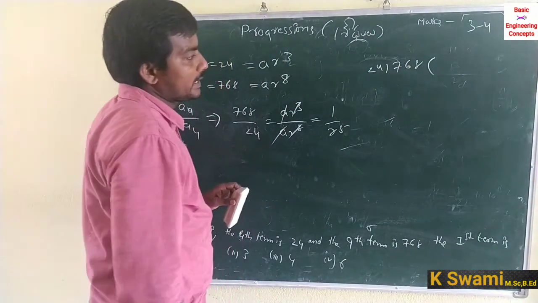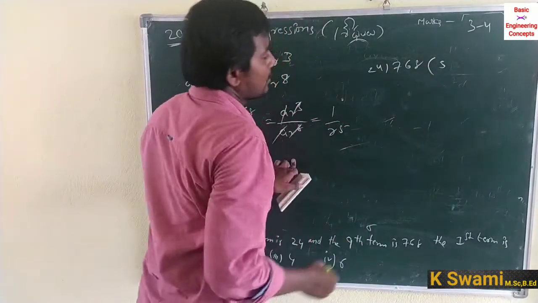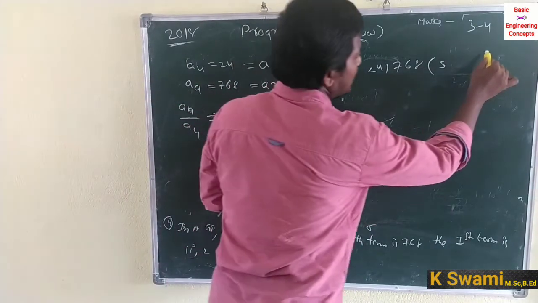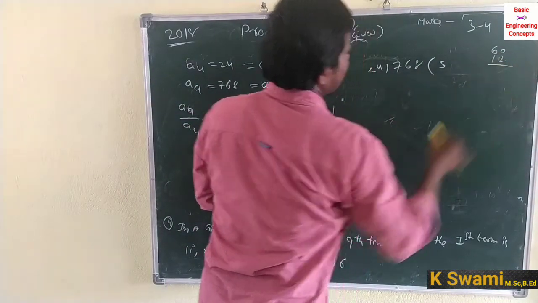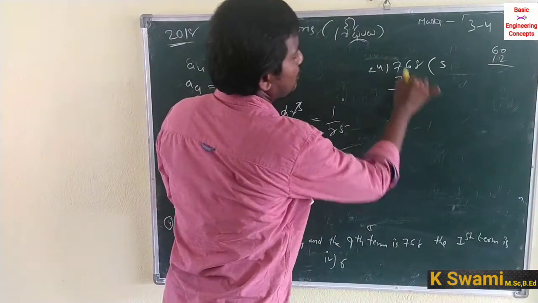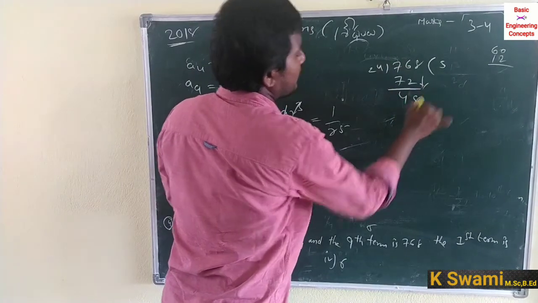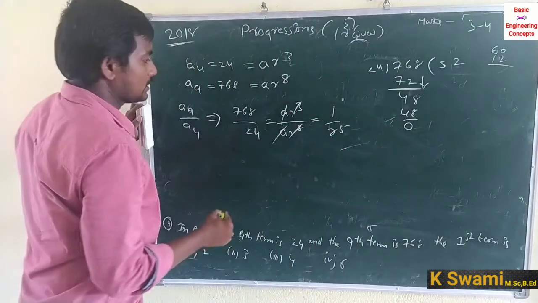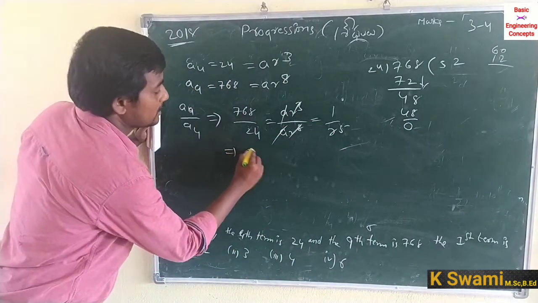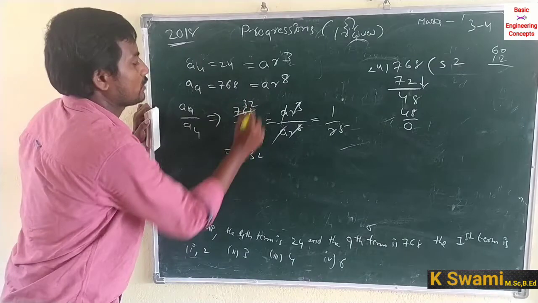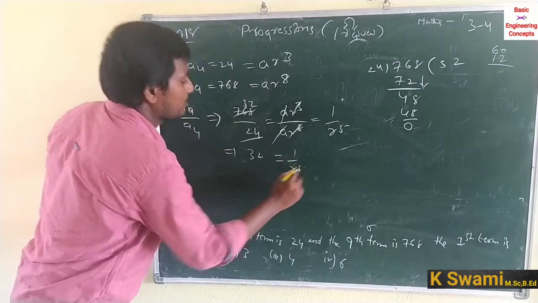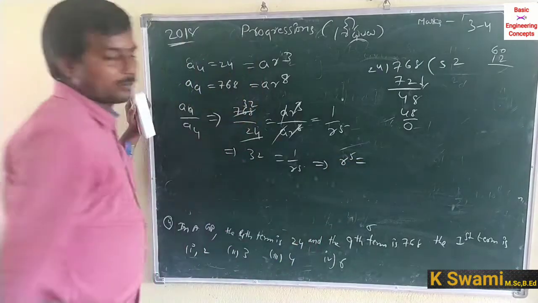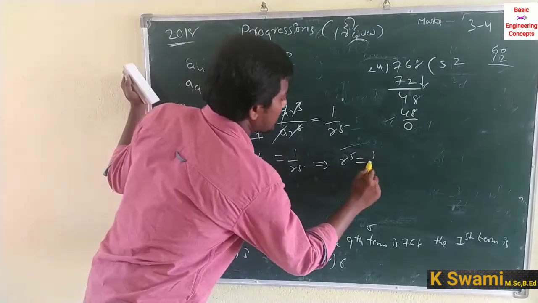3 times, so 60, 72. 3 times 3 into 24 is 60, 12, 72, so remaining 48. 2 times is equal to 0, means 32. So 32 times is equal to 1/r power 5. So that is equal to r power 5 is equal to 1/32.